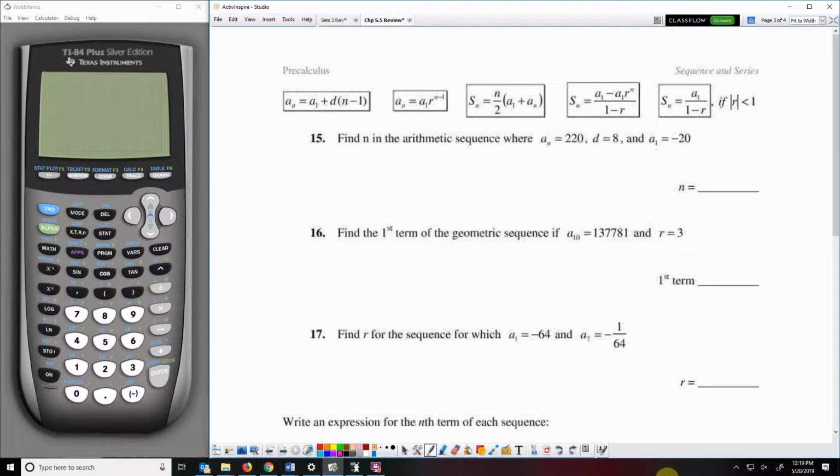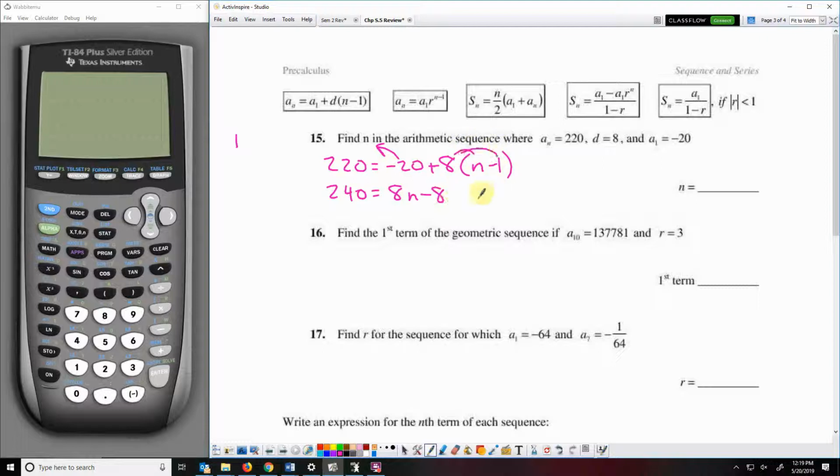On to page 3 in our review. Number 15, find n in the arithmetic sequence. Finding n in an arithmetic sequence is formula number 1. A sub n is 220 equals A1, negative 20, plus D, 8, times n minus 1. So I want to add that 20, so 240 equals 8n minus 8.